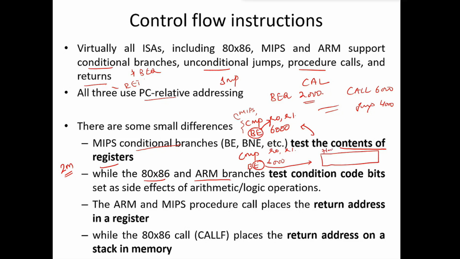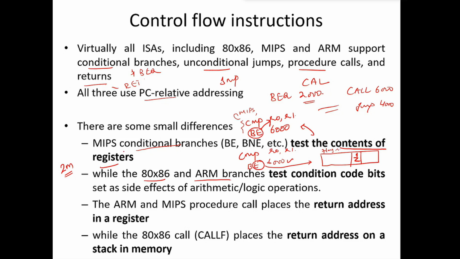So you have a flag register. In that, it will check the zero flag. If the zero flag is set to 1, this condition will execute. Clear? So that's the difference between MIPS and the 8086 and ARM architecture.